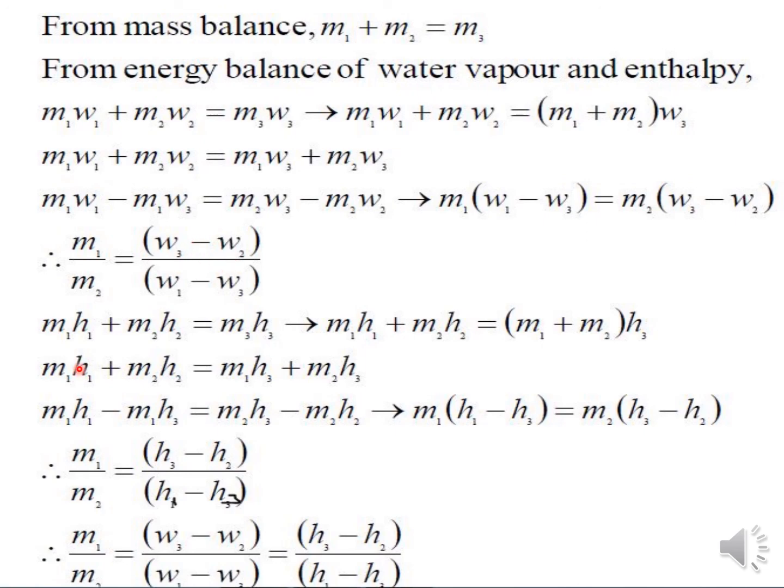Similarly, instead of specific humidity, we will calculate for enthalpy. Same thing here also. M1 H1 plus M2 H2 is equal to M3 H3, and M3 is equal to M1 plus M2. So multiply this inside and it will come like this. Take the common terms M1 and M2 outside. M1 by M2 is equal to (H2 minus H3) by (H3 minus H1). So this ratio is also equal to M1 by M2. Then I can say a is equal to b and a is equal to c, so a is equal to b is equal to c, right?